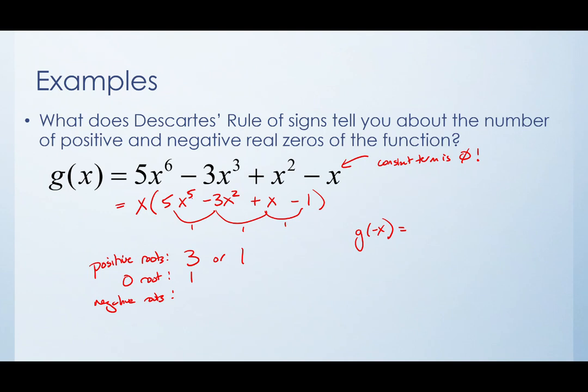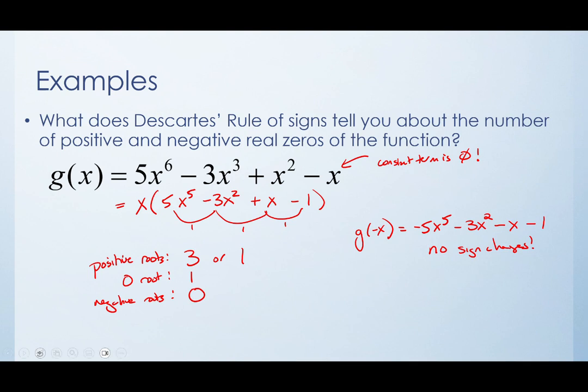All right, so if I plug in a negative and I raise it to a 5th power or an odd power, it's going to change the sign. So 5 times negative x to the 5th is negative 5x to the 5th. An even power is not going to change sign, right? Because negative 1 squared is 1. Then we have plus x, so that'll be plus a negative x and minus 1. And so how many sign changes do we have? None. No sign changes.